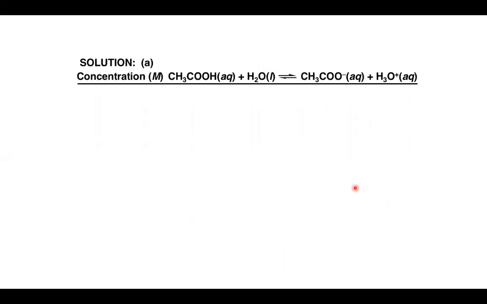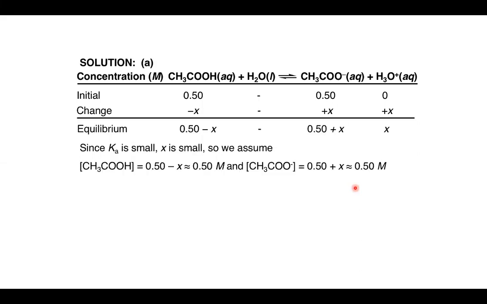So, solution for part A. We set up our ICE table like so, put in the initial, change, and equilibrium values, and since K is small, x is small, so we assume that the acetic acid concentration is as given, and the acetate concentration is given like this. Both are approximately equal to 0.50 moles per liter. And so x can then be found here as the hydronium ion concentration.